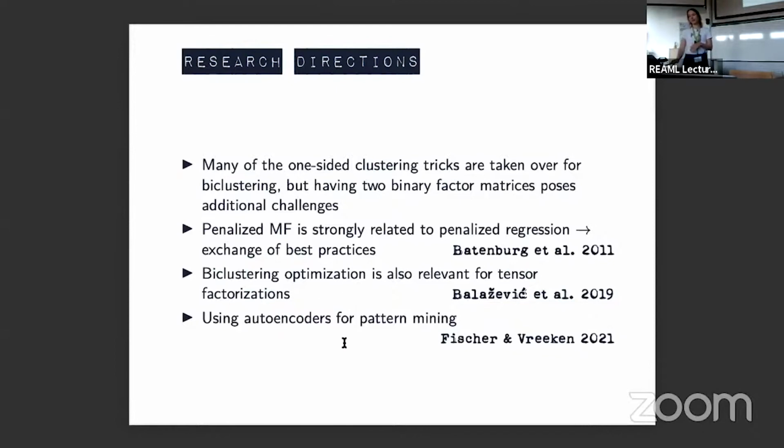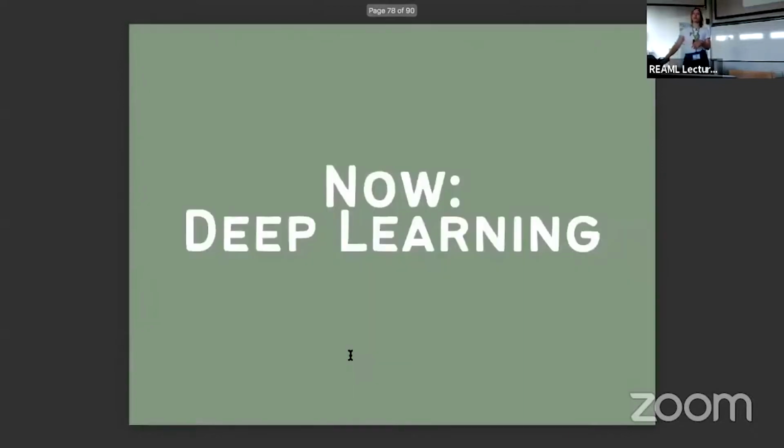And another interesting research direction is, I think, to use autoencoders for pattern mining. Again, this shows a bit the relationship of deep learning methods and clustering, and how, for example, the binary tasks like pattern mining are translated here. Okay. Any questions so far? Then we do something different now.